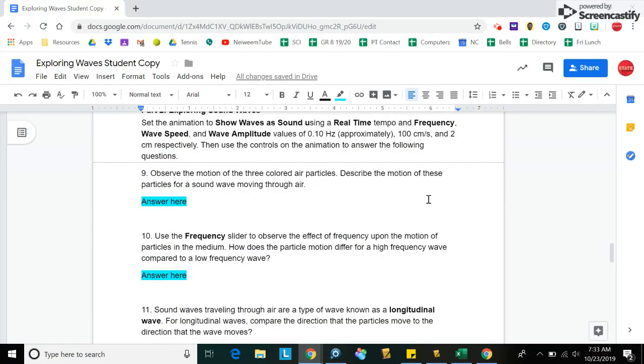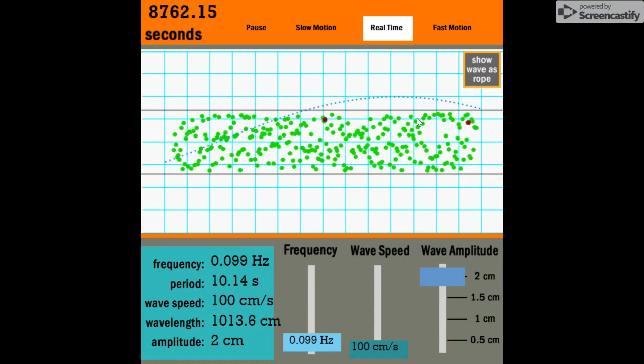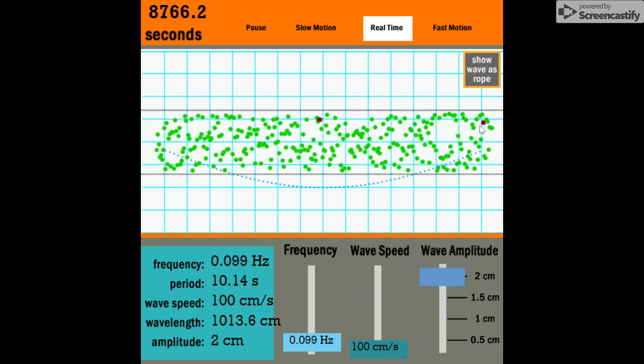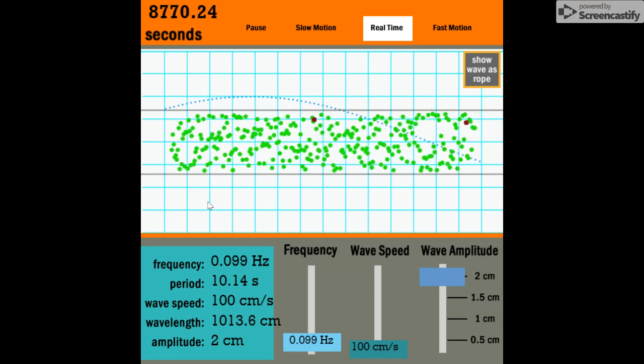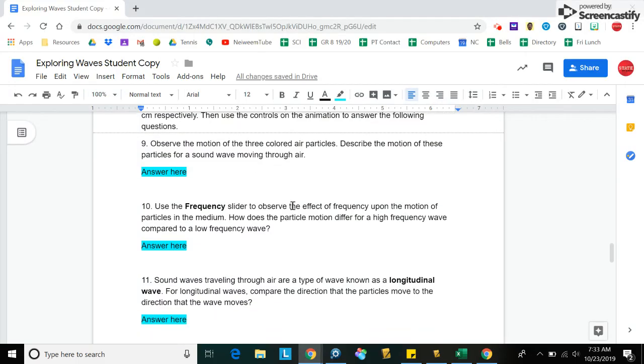Observe the motion of the three colored air particles. Describe the motion of these particles for a sound wave moving through air. Okay, 1, 2, and actually it looks like, yep, so it says 3. We're only seeing 2. Got to kind of make your observations based on that.